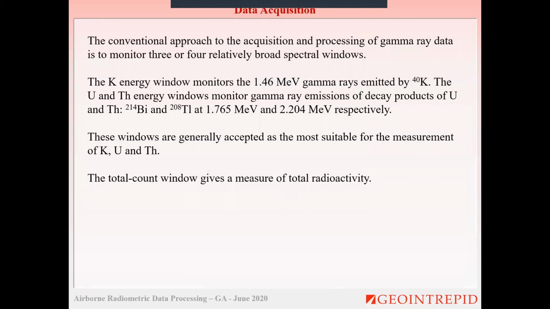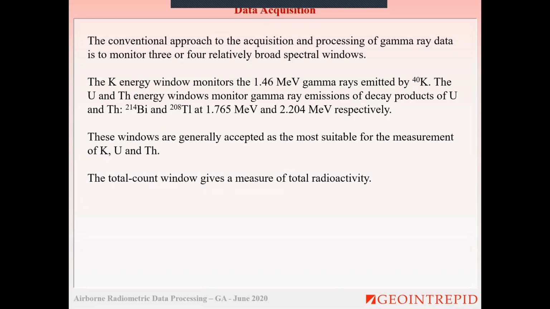The conventional approach to standard geophysical data acquisition is to monitor 3 or 4, if we take the total count together, relatively broad spectral windows. The potassium energy window monitors the 1.46 MeV peak emitted by potassium, and the uranium and thorium energy windows monitor gamma ray emissions from a decay product of uranium and thorium, which is bismuth and thallium at 1.7 and 2.2 mega electron volts respectively.